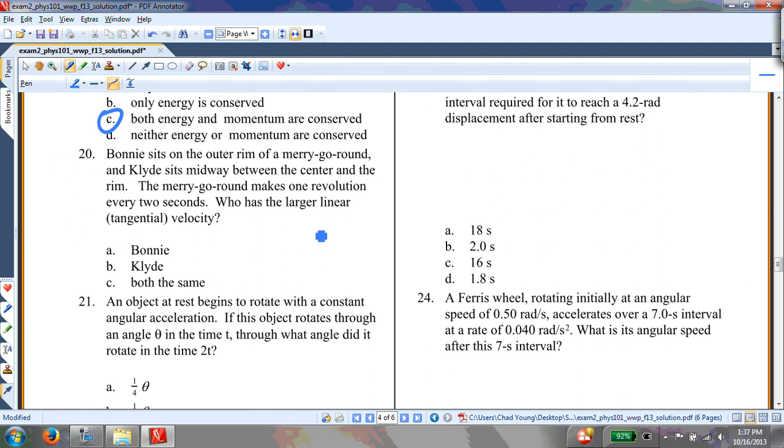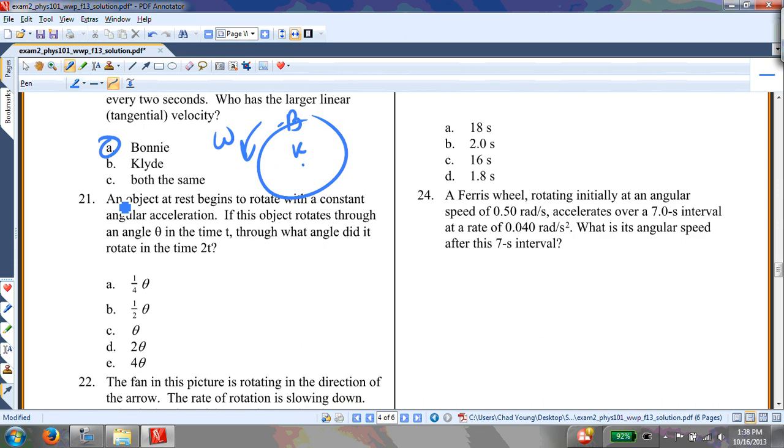Bonnie sits on the outer rim of a merry-go-round. We have a merry-go-round. Bonnie sits here. Clyde sits here. Who has the larger tangential velocity? All right, well, they're both moving around at the same omega, the same angular velocity, but Bonnie's covering a greater distance in the same amount of time, so she has the larger tangential velocity.